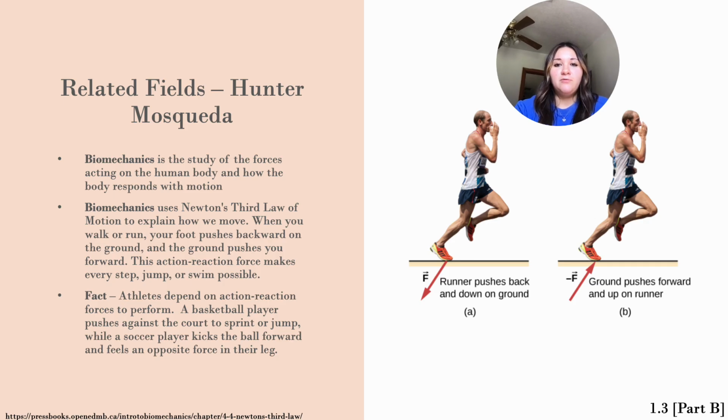Jumping is another example. When you push down hard, the ground pushes you upward with equal strength, launching your body into the air. Swimming works the same way. Your arms and legs push water backward, and the water pushes your body forward, allowing you to glide through the pool. Athletes rely on this law constantly. A basketball player pushes against the court to sprint or jump higher. A soccer player kicks the ball forward and feels the equal and opposite reaction in their leg. Even in weightlifting, the barbell pushes down on the athlete's hand with the same force that they push upward.